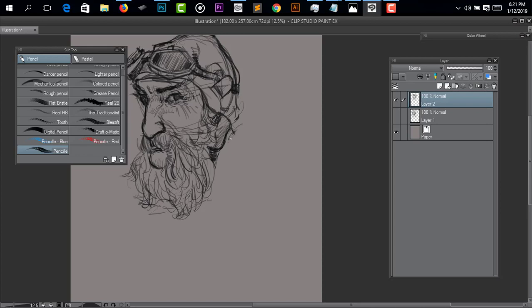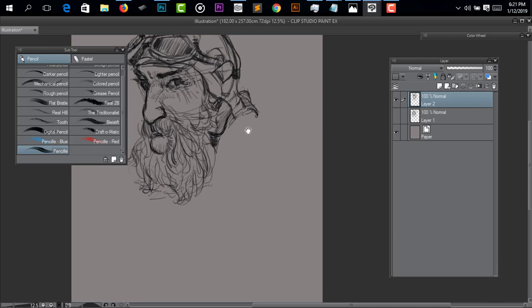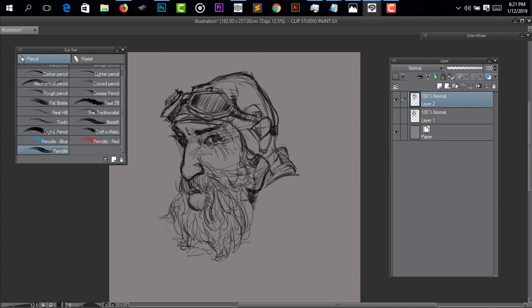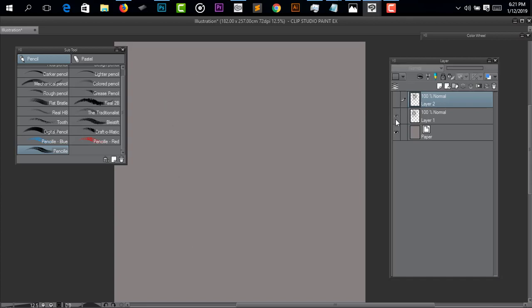And I like it when it looks this rough. It means it looks like it went through a lot of process, which it did actually, but not that much though. It's all good. It's all good. It's all good. So that's how I do it. Pretty much understand it now.